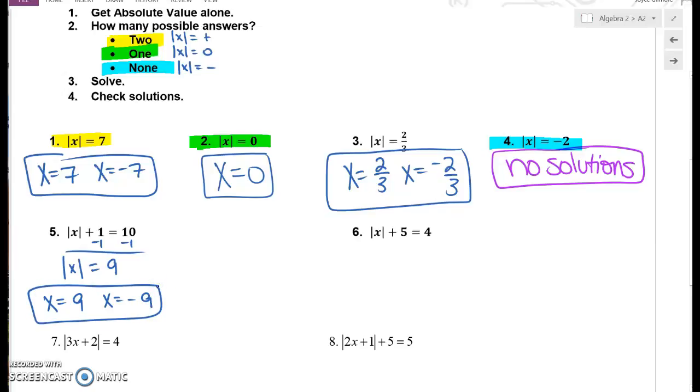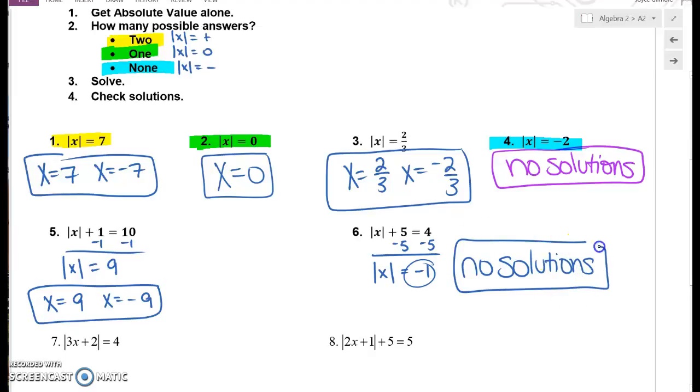Number 6, the absolute value of x plus 5 equals 4. Our first step is to get rid of the 5, which will give us absolute value of x equals -1. Because the absolute value equals a negative number, there are no solutions. It is not possible for absolute value to equal a negative number.